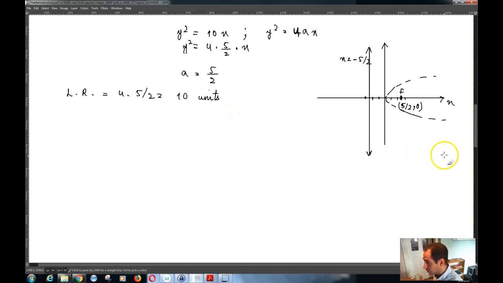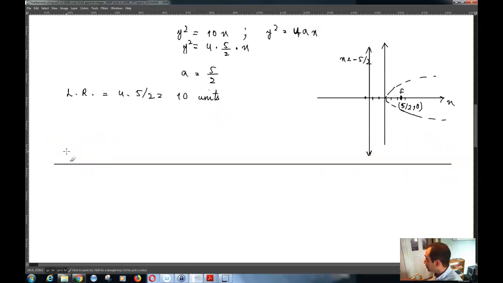Is equal to 10 units. So number 5 is 5/2, comma 0. The x-axis, negative 5/2 and 10 units.